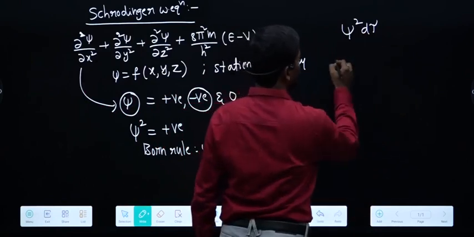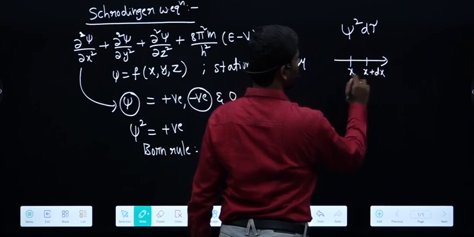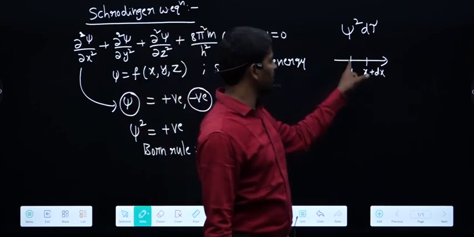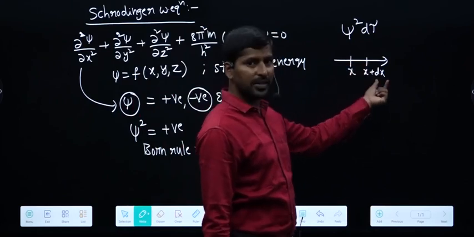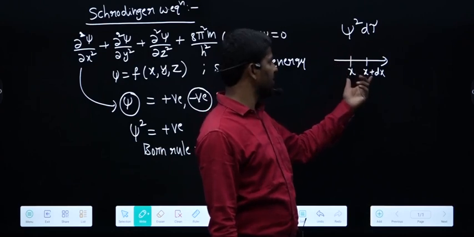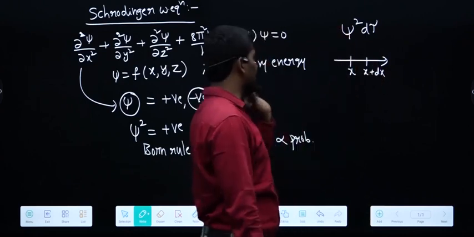For example, we are studying a particle moving along the x dimension. In between x and x plus dx, the probability is given as psi square dx. In 2 dimensions we get psi square dx dy. In 3 dimensions, psi square dx dy dz.